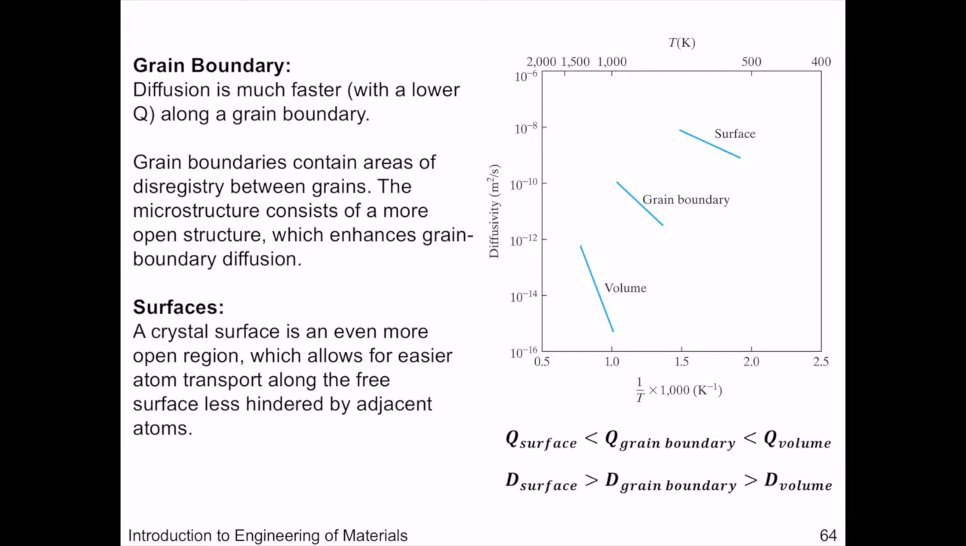And at surfaces, these atoms have more dangling bonds, the structure is even more open, and so the diffusion coefficient will be higher than that of grain boundaries, and of course that's already higher than the diffusivity within the bulk or within the volume of the material. And so we can see that here when we look at the diffusivity plot as a function of reciprocal temperature.